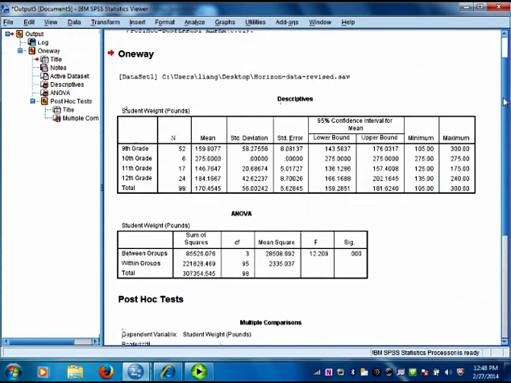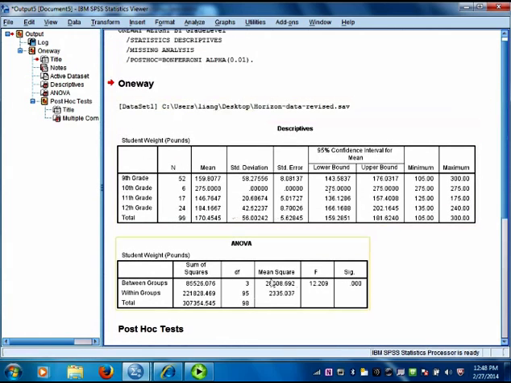So when we look at the analysis here, we will be able to see there is a difference. We can observe some differences on mean weight among the 4 different grade levels, and we can see that 10th graders' average weight is higher than the other 3. 10th graders' average weight is 275 pounds, while the others are a little bit less. The 9th grade is 159, and so on and so forth.